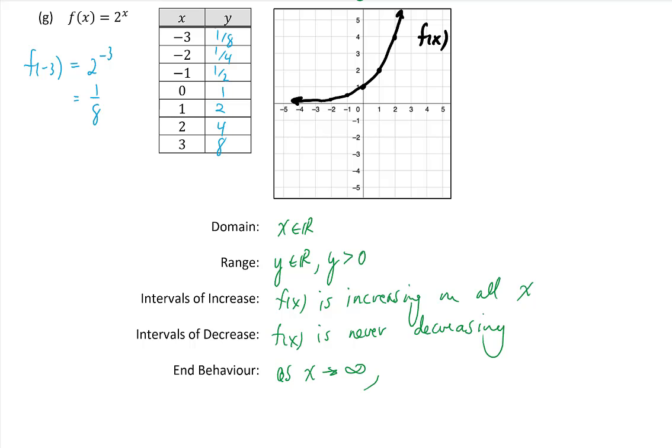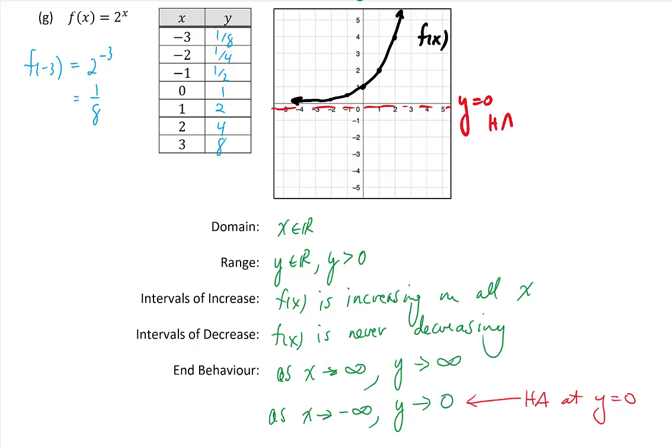As x goes to infinity, we see that y, or f of x, goes to positive infinity. However, as x goes to negative infinity, we see that y is going to 0. It's going downwards, but it's never crossing that line, y equals 0, which means, once again, this tells us we have a horizontal asymptote at y equals 0. And that is true for all exponential functions. They will have a horizontal asymptote.